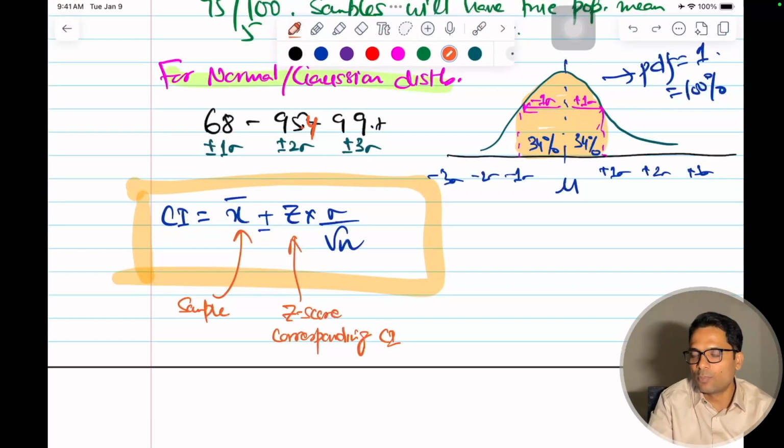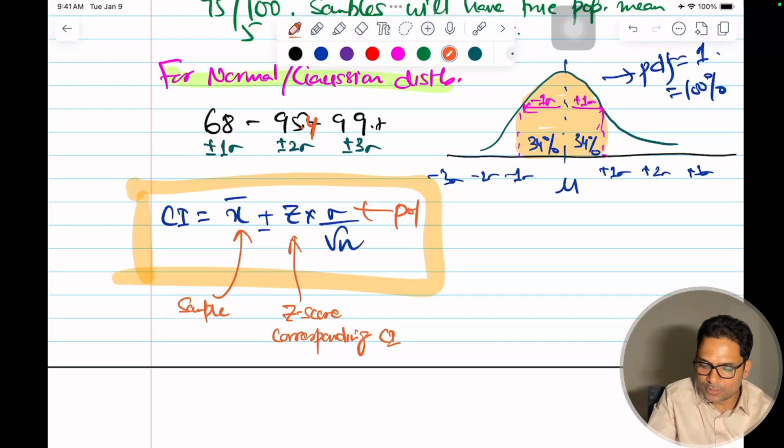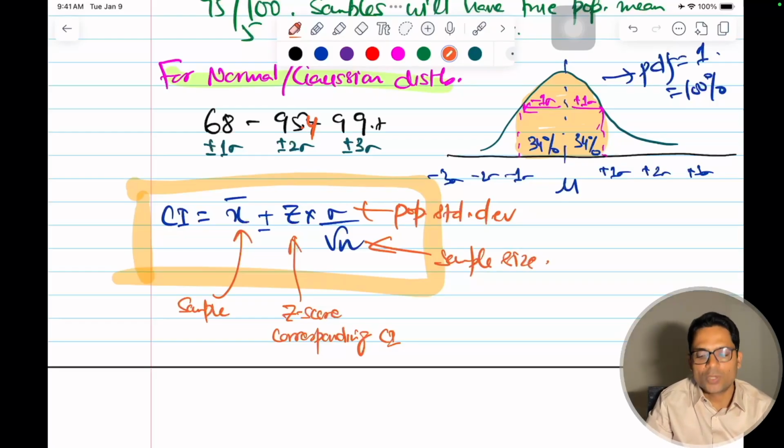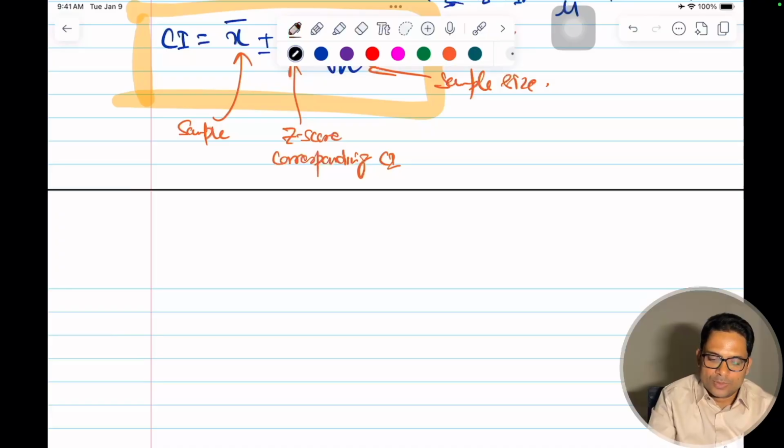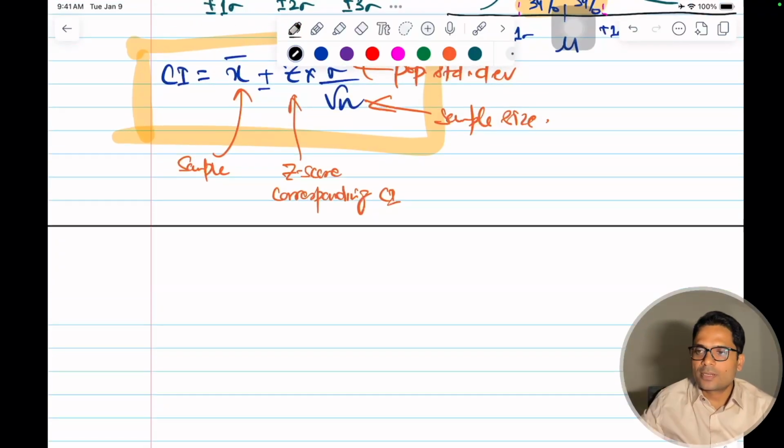Sigma is the population standard deviation. So let's write it. Sigma, this is your population standard deviation, and this n is your sample size. Okay. So this is your confidence interval. I think all the concepts are clear. Now quickly let's see an application of this so that the concepts become even more concrete.